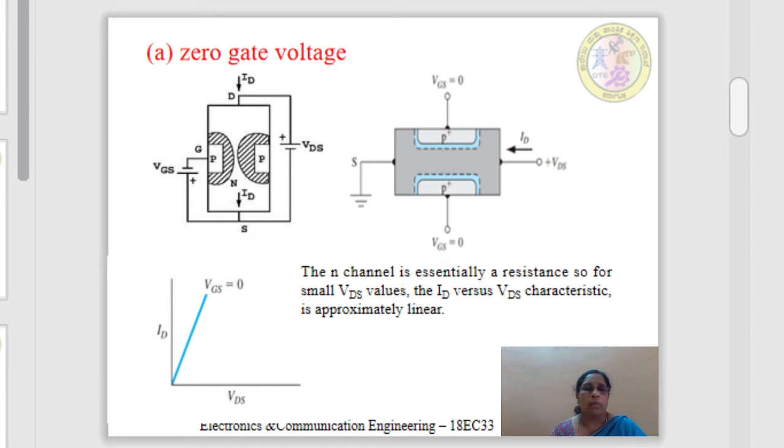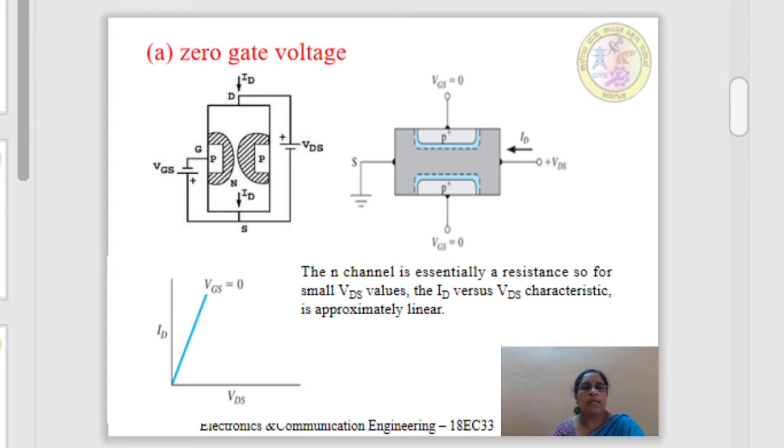Now what is this operating condition? So here the device is operated with VGS equal to 0 and a small drain voltage is applied. That is, VDS is plus, a small positive drain voltage is applied. Now for this condition, can we expect some drain current here? Yes, obviously there is a flow of drain current because the circuit is completed through the N channel.